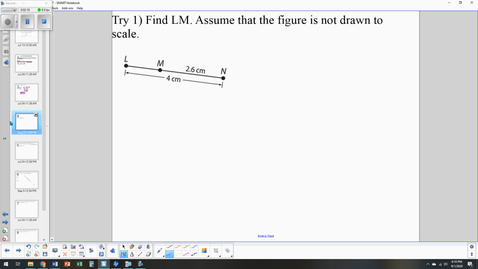So you could try this one, use the segment addition postulate to find the length of LM. You could pause it and I'm going to show the answer. All right, so LM is equal to 1.4 centimeters.